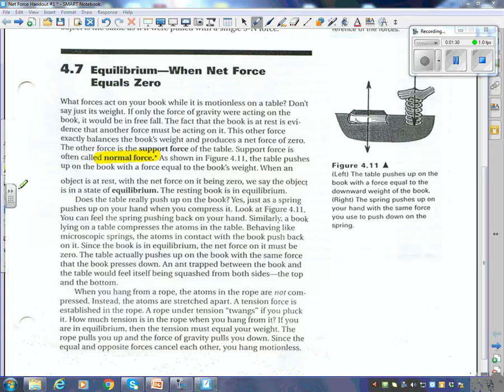That's no big surprise. As shown in figure 4.11, the table pushes up on the book with a force equal to the book's weight. When an object is at rest, the net force on it being zero, we say the object is in a state of equilibrium. Okay, there's a key term there. Equilibrium means the net force is zero.